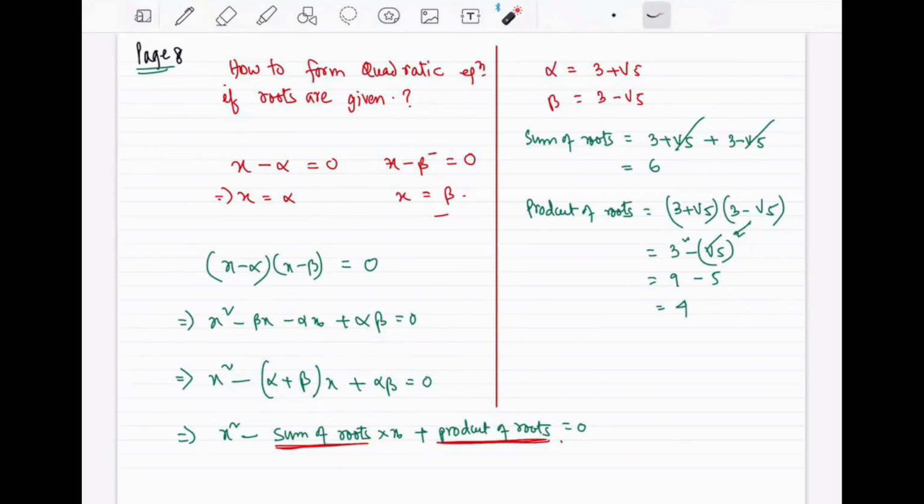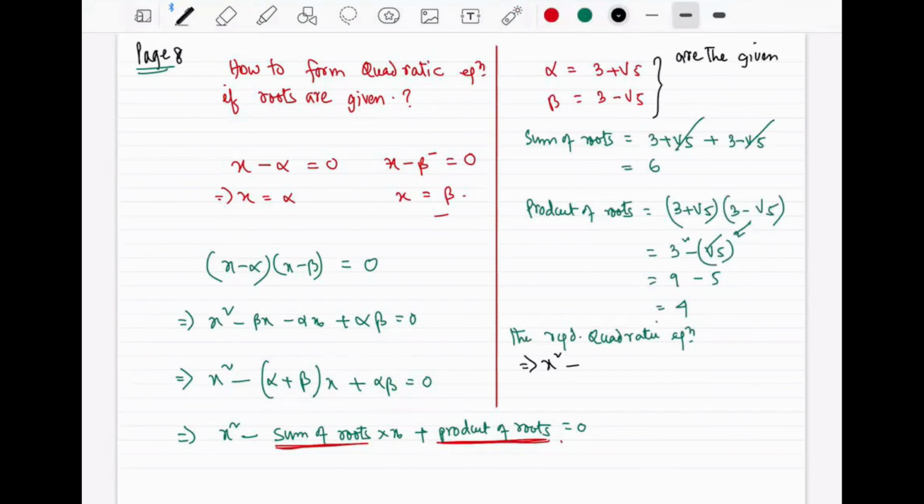How do we find out the quadratic equation? Then we've got the formula right here. x square minus sum of roots into x plus product of roots. So what is the required quadratic equation? We have got x square minus. You have to write sum of roots first into x, right? Sum of the roots is how much? 6 in our case when the roots are given.